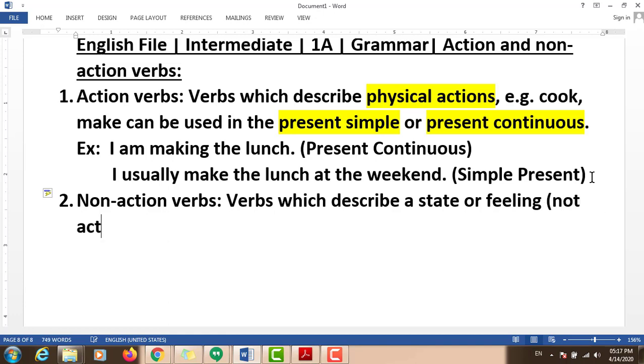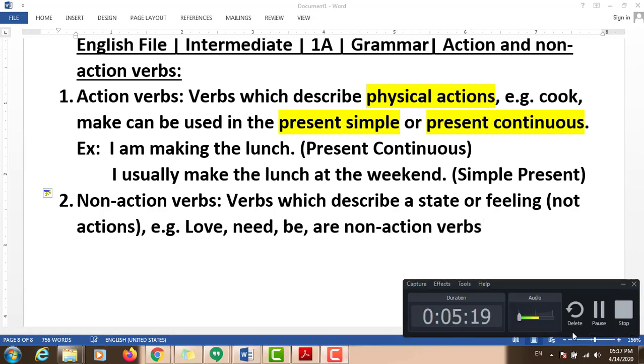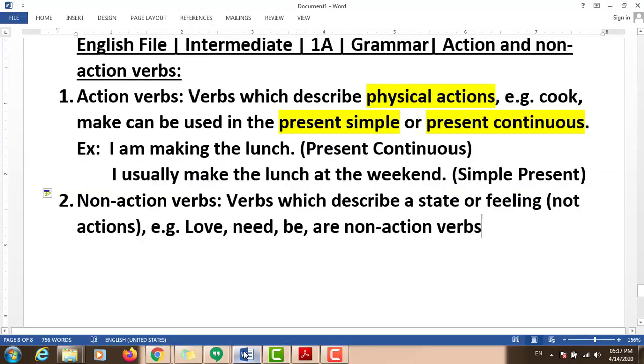Remember, not actions. It is not supposed to show what? Actions. For example, what? Love, need, and be. Okay, so these are what? These are non-action verbs. These are non-action verbs. So these are what, guys?